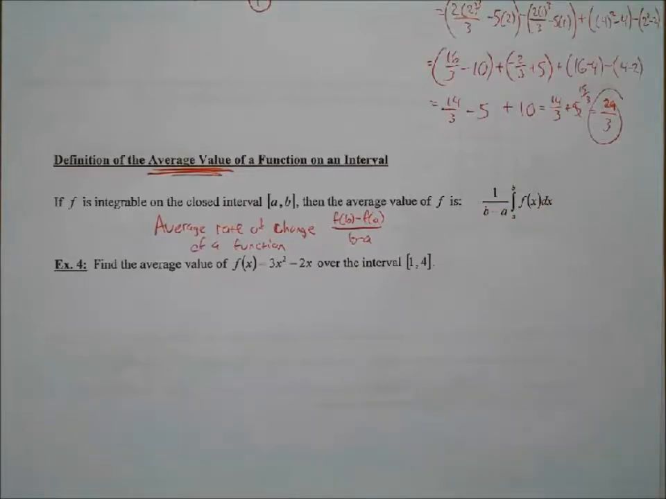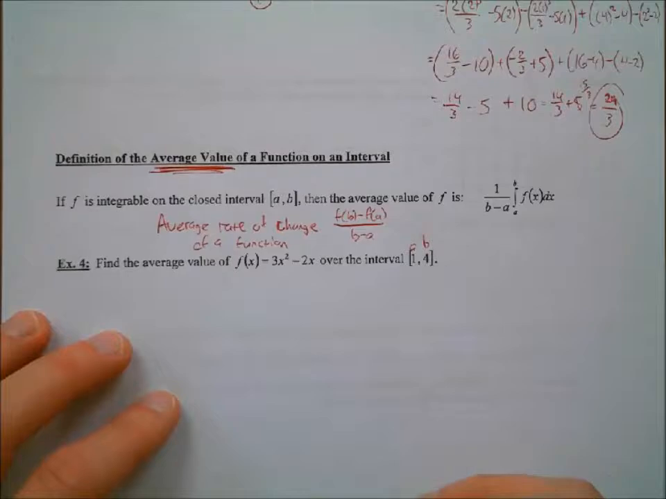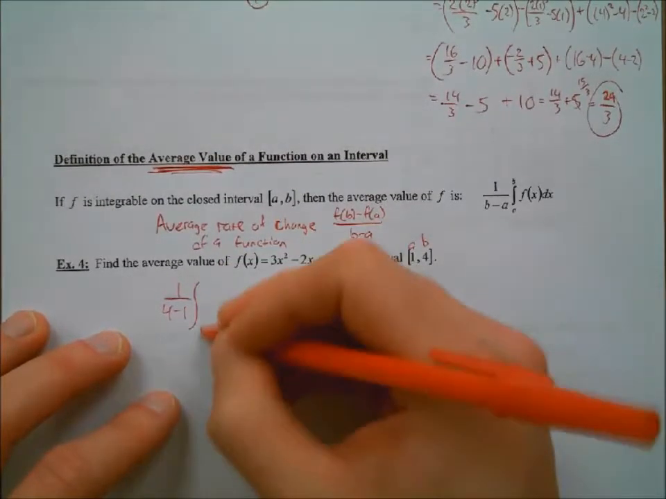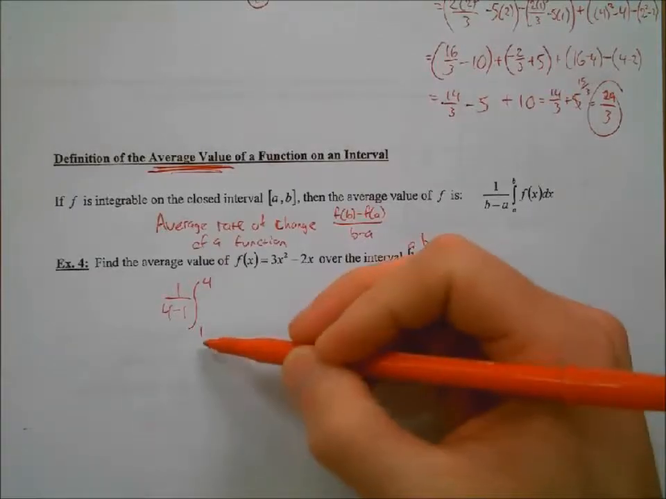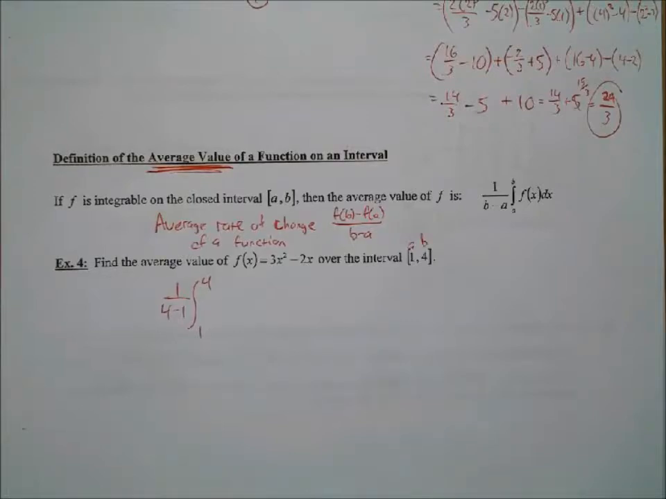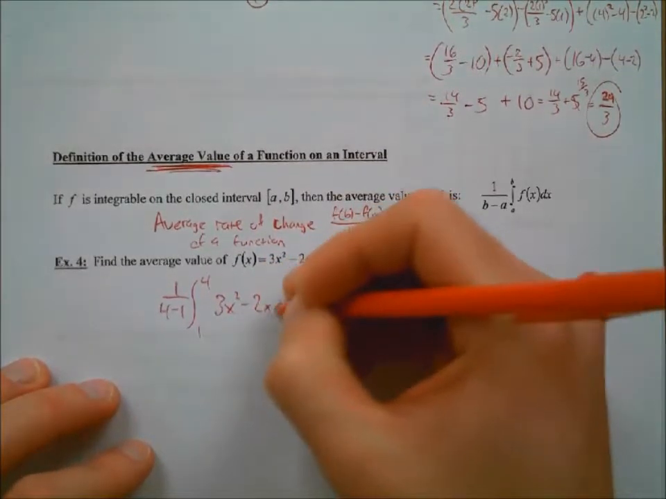1 over b minus a. So our b is 4, our a is 1. This will be 1 over 4 minus 1, integral from 1 to 4. Watch your order there, okay? Please be careful, right? b minus a, but the integral is from a to b. From a to b. From 1 to 4 there. Okay? And then of our function, which of course is the 3x squared minus 2x dx.